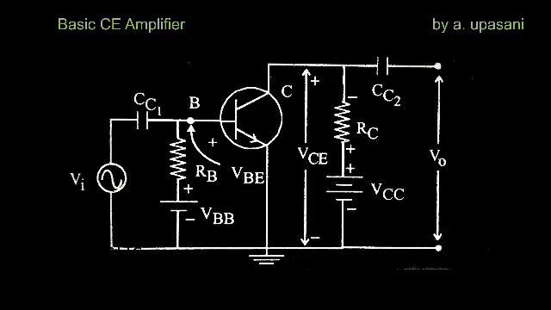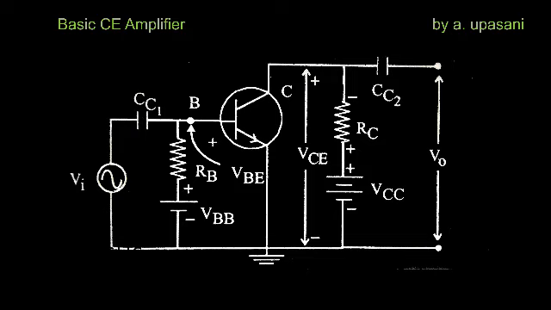At the output, you can see another capacitor is connected. This capacitor is also a coupling capacitor. It also blocks DC, as only AC signals have to appear as an output. In this diagram, you can see the input side, that is base to emitter, is forward biased, and the output side, that is collector to emitter, is reverse biased.